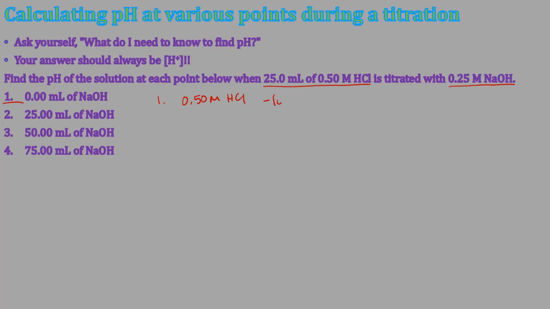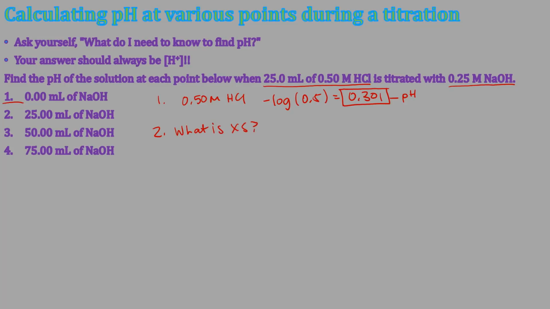So all I need to do is take the negative log of my H concentration, which is 0.5, and so that's going to be 0.3. Okay, so that's the pH before we've added any base. Now the second point, I have to figure out what's in excess, right?